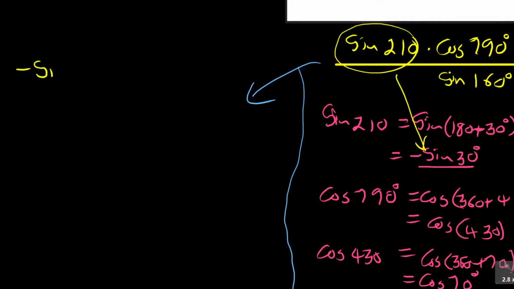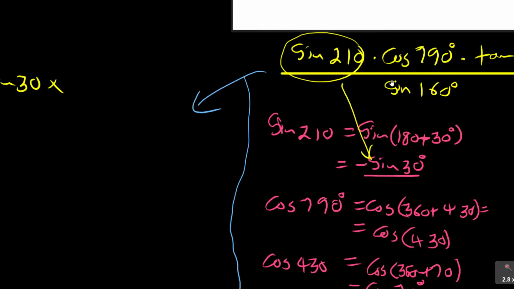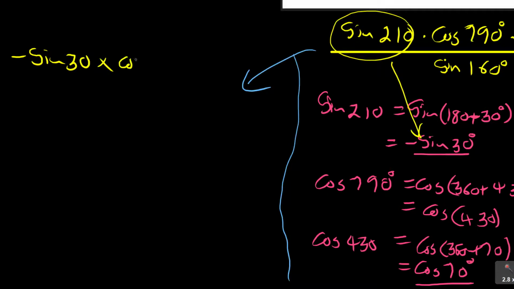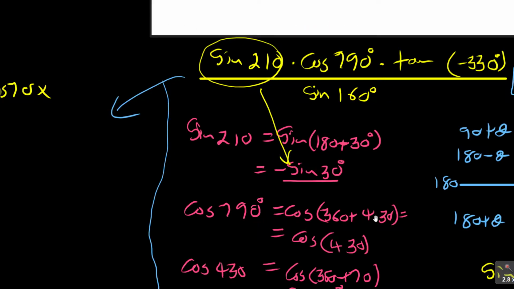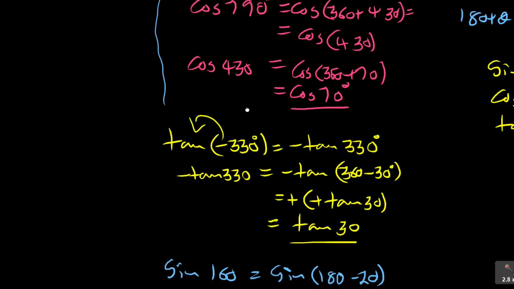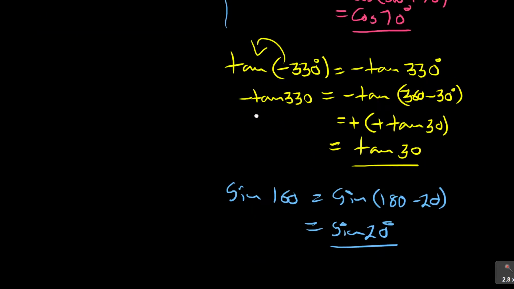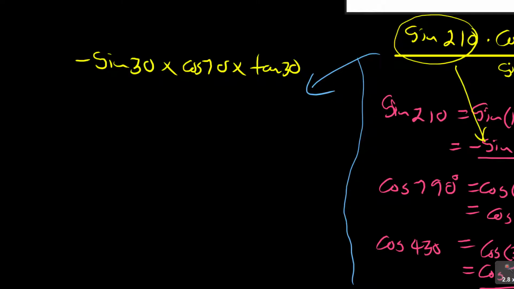So it's negative sine 30 times, where there is cos 790, it's cos 70, so times cos 70, times where there is tan 210, I write tan 30 there. These are special angles. Now you see that it's very good now. And then over sine 160, which is sine 20. So it's over sine 20.